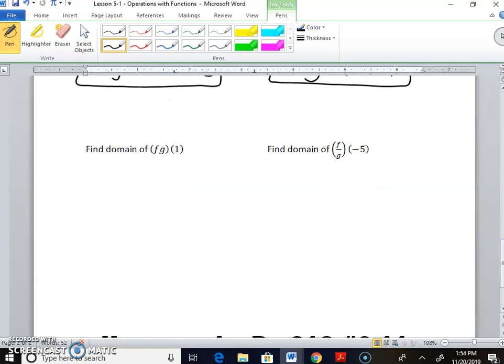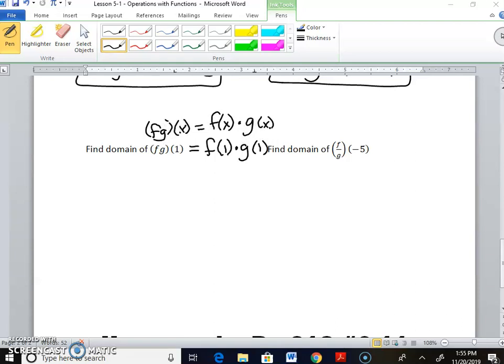Okay, f times g of 1. And just so you guys are aware, remember f times g of 1 equals f of 1 times g of 1. The reason I'm saying that is that if I have fg of x, that equals f of x times g of x. So if you don't want to figure out what f times g of x is, you could also look at each of these individually.